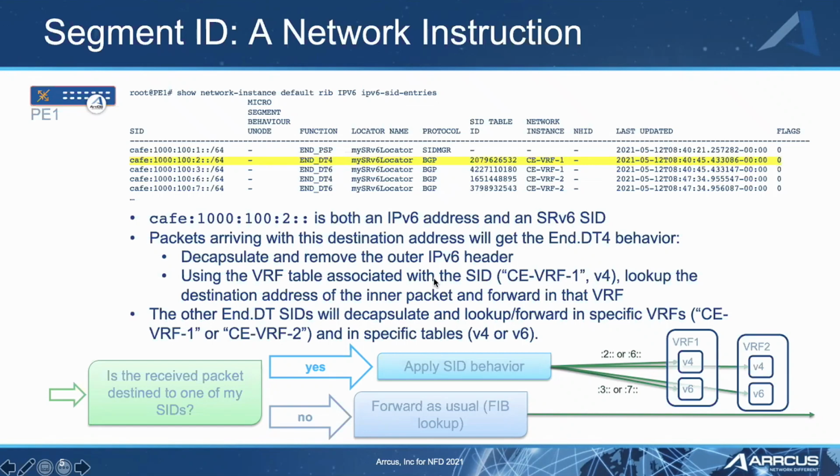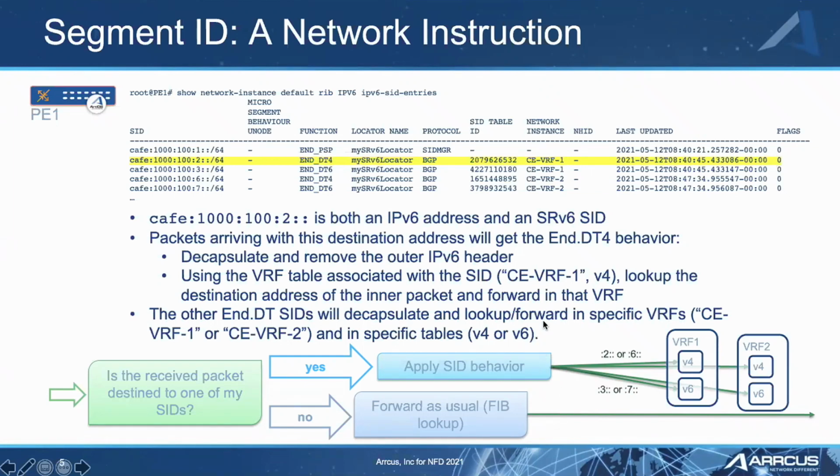So autonomically, when the packet is received, it will decapsulate and remove the outer IPv6 header. It will use the correct VRF table to look up the destination address of the inner packet and then forward it in that VRF as though it had been in that VRF from the beginning. There are other End.DT SIDs that can encapsulate and do lookup and forwarding behaviors in different VRFs, different tables.